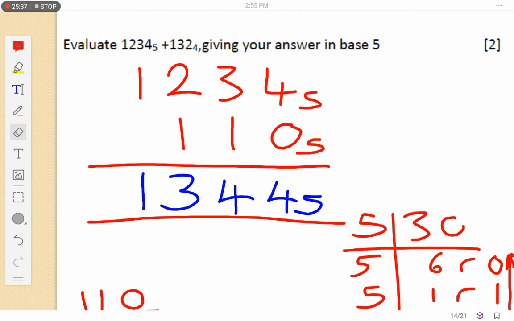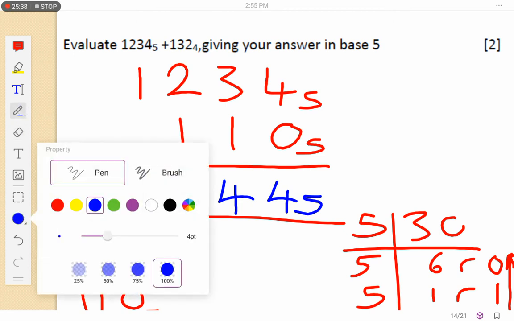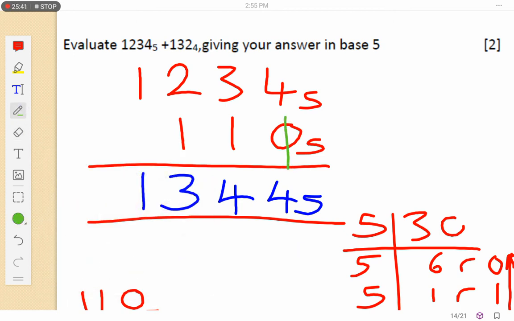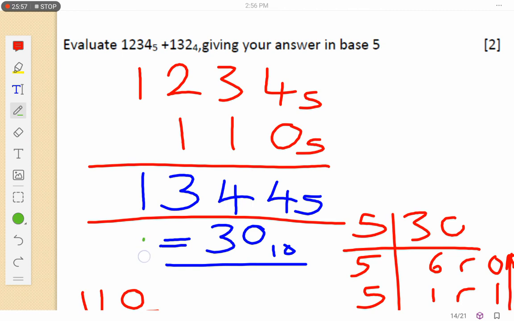If we had, for example, a 1 here, it would be different. We would say 4 plus 1, and instead of writing a 5 here, we would write a 0. I'll show you in the next video. Otherwise, the answer for this one is 1, 3, 4, 4 base 5. That's our answer there.